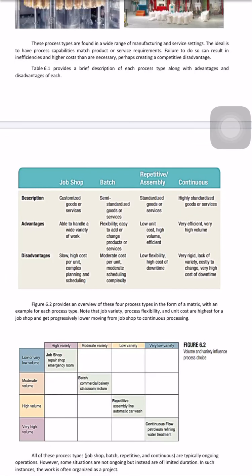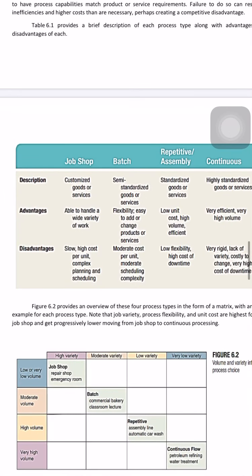Okay. So, ito yun. We have the different advantages and disadvantages of the different types of process selection, the job shop, the batch, the repetitive, and the continuous. Okay, so we have here in job shop, it is described as customized goods or services. Its advantage is able to handle a wide variety of work. Disadvantage is high cost per unit, complex planning and scheduling. Under batch production, semi-standardized goods or services.